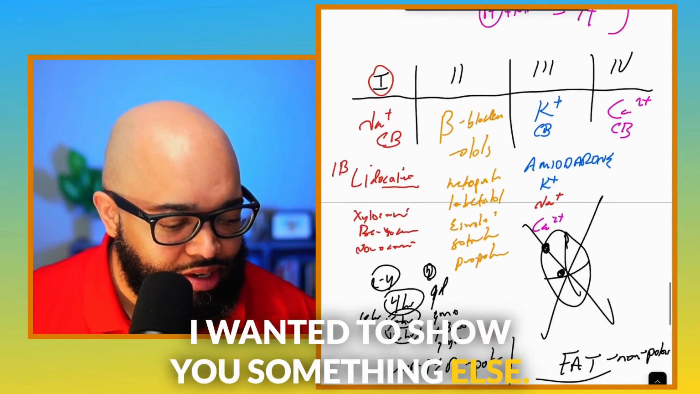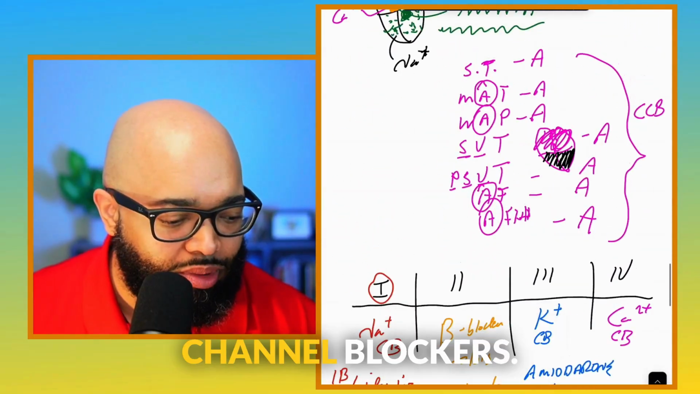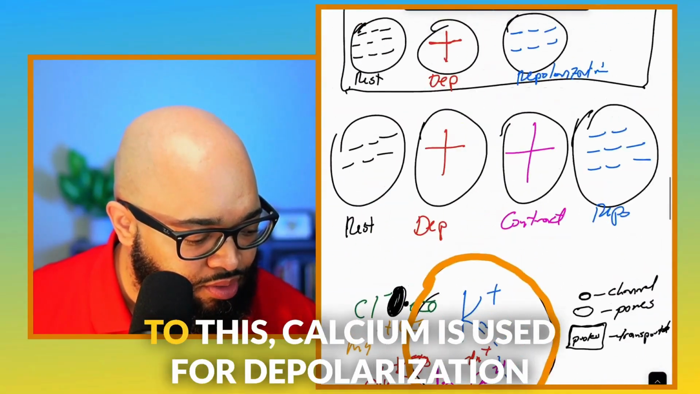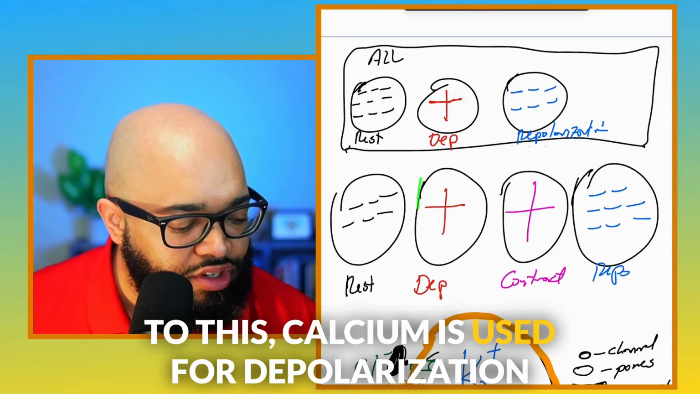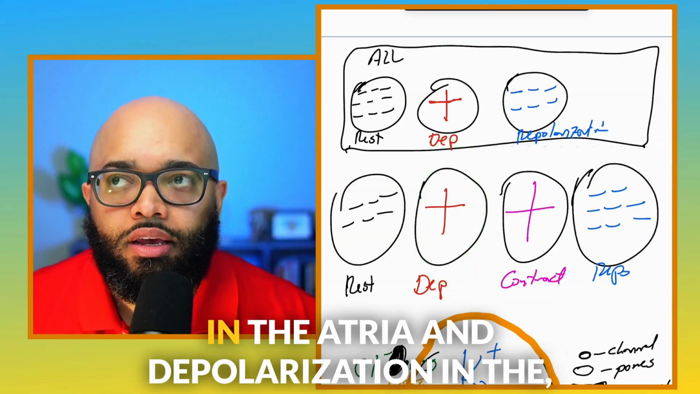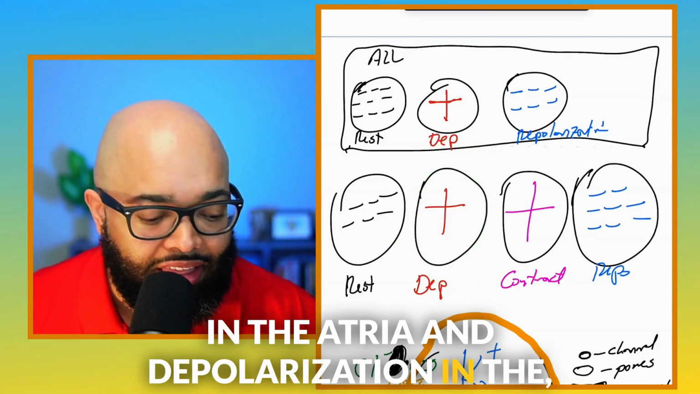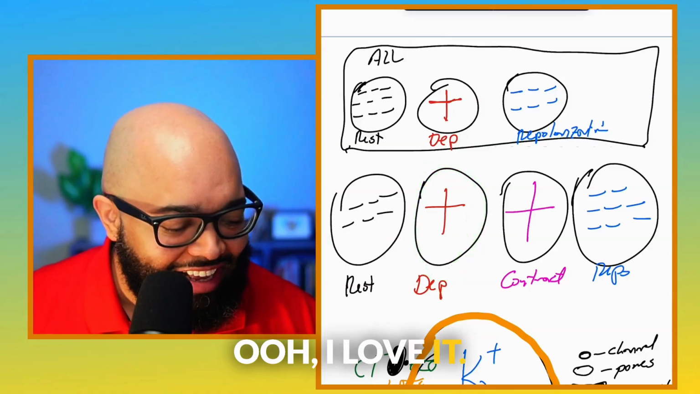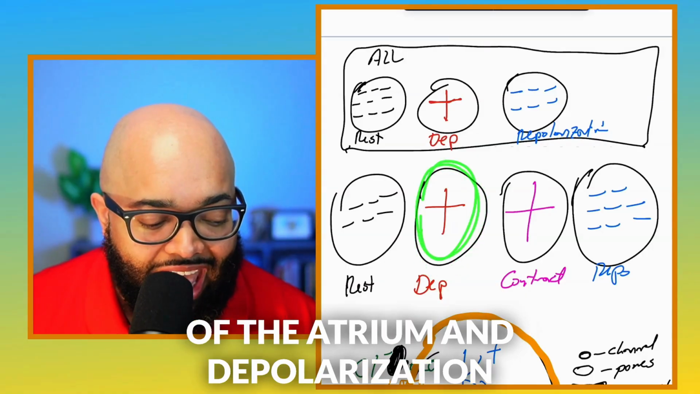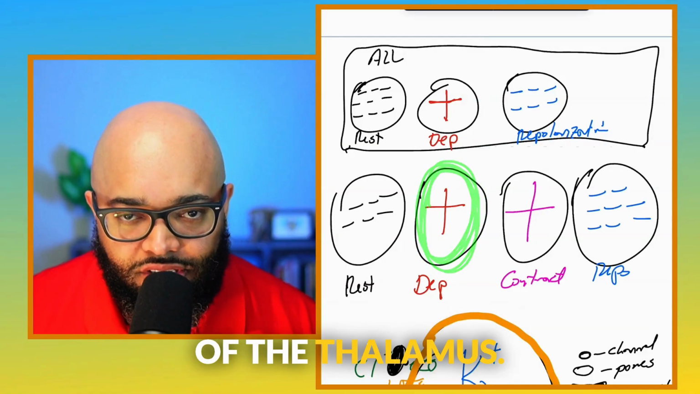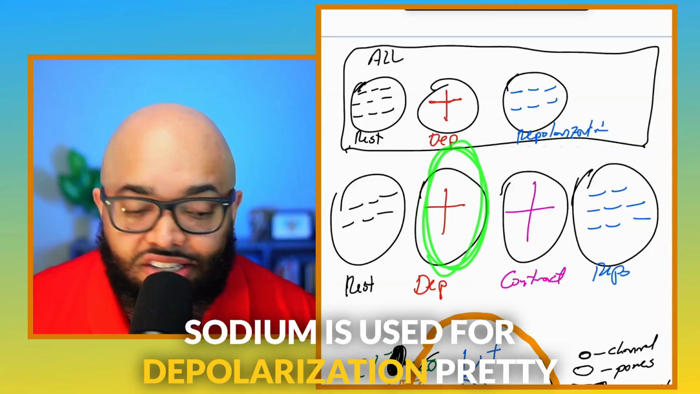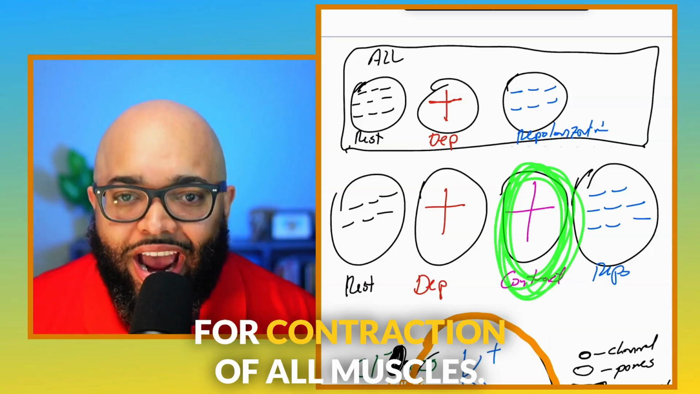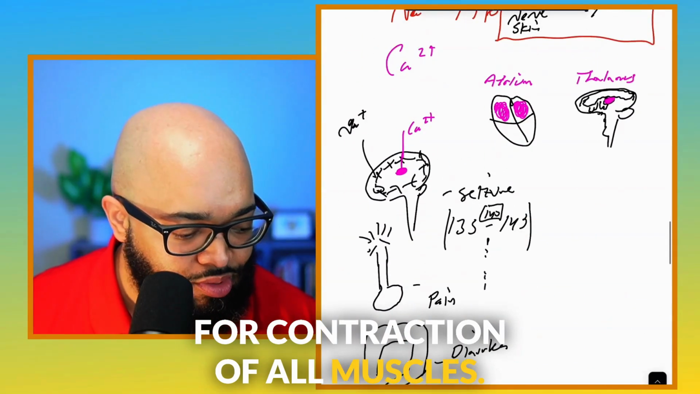I wanted to show you something else. Go back to this whole thing about calcium channel blockers. Remember, I said that calcium is used for depolarization in the atria and depolarization in the, what's the other place? Deep, okay. Calcium is used for depolarization of the atrium and depolarization of the thalamus. Sodium is used for depolarization pretty much everywhere else. However, calcium is the one that's used for contraction of all muscles.